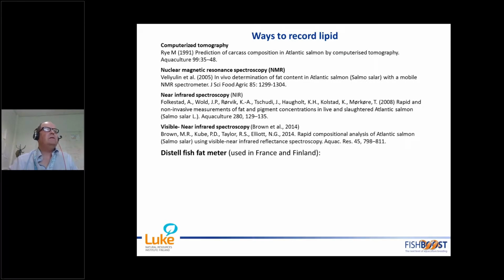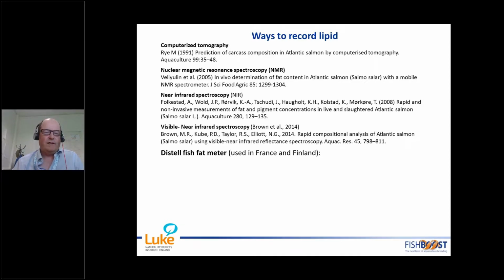This is a list of methods of how to record lipid deposition. I'm not going into the details, but of course there's the chemical method, and there are methods which can be used to record it non-destructively.